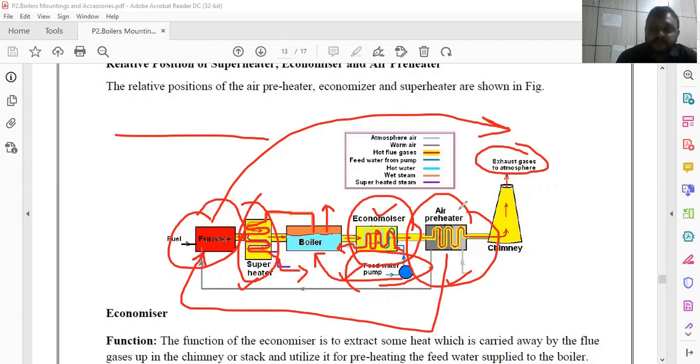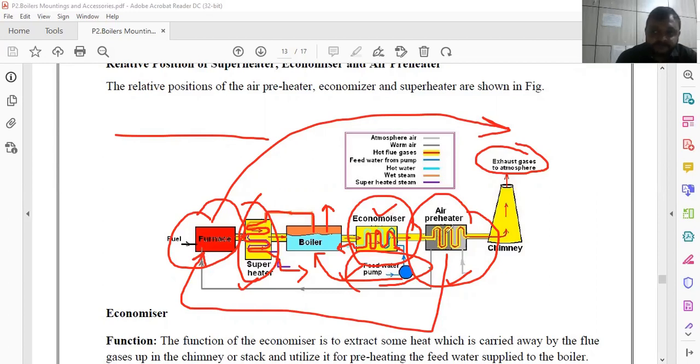Still some amount of heat is available in the exhaust gas. In the air preheater, we preheat the air, and then the preheated air is supplied to the furnace. So automatically the efficiency of the furnace is improved, and in this way we can improve the overall plant efficiency or overall effectiveness of the steam power plant or any thermal power plant.